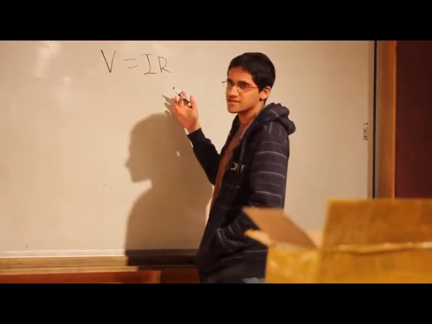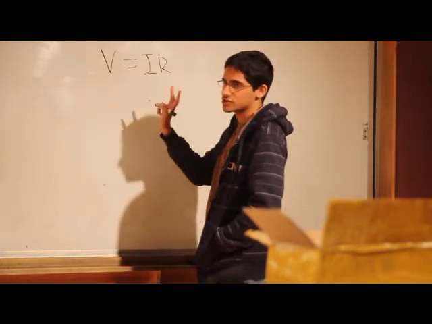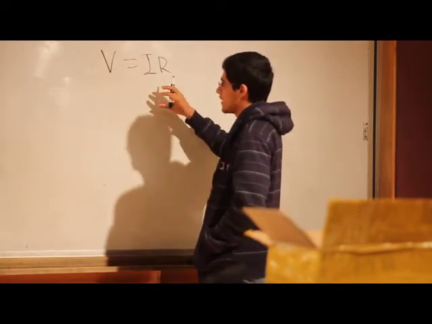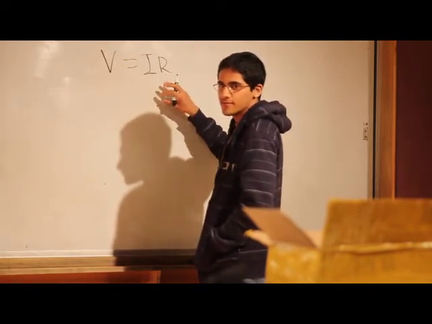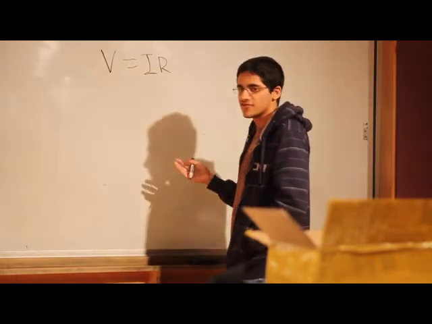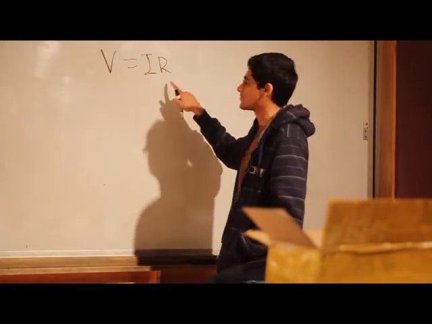In our water analogy, this would be analogous to saying that the pressure, how hard you need to push the water through, is equivalent to how fast you want the water to move multiplied by how tight your pipes are. So this formula is used for many things. When you're making your circuits, you want to make sure you have enough voltage to push through all your resistance.